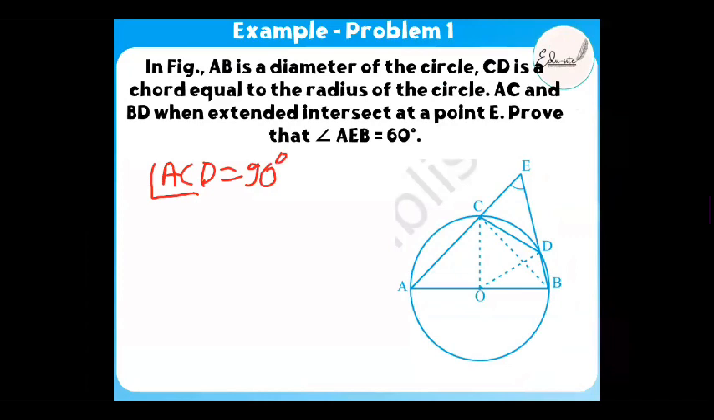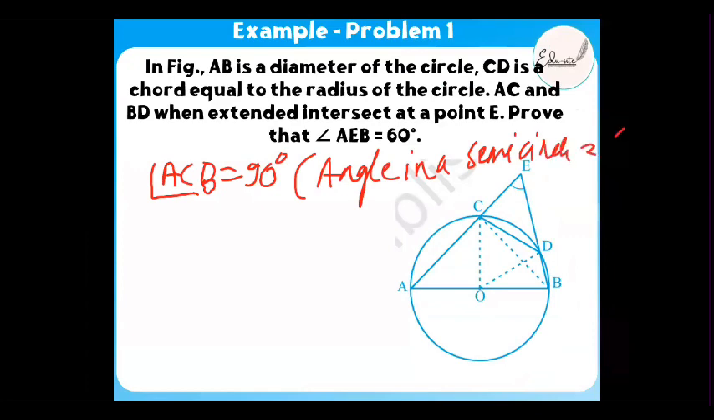Right, Vita? Why is ACD equal to 90 degrees? Is it ACB or ACD? ACB is equal to 90 degrees. Please tell why is it so? The angle of a semicircle is 90 degrees.